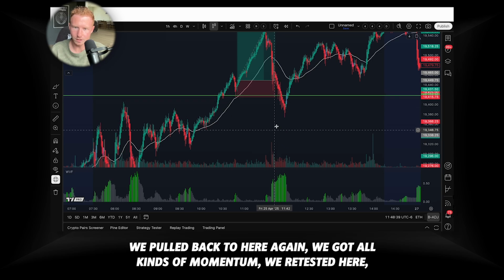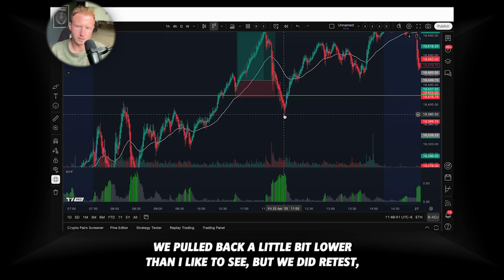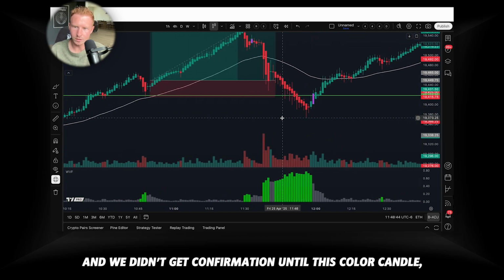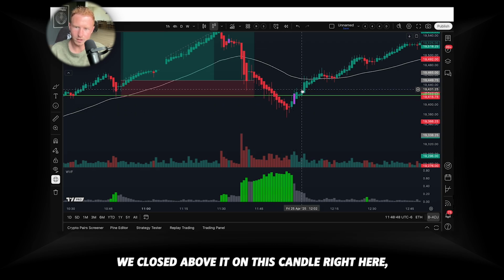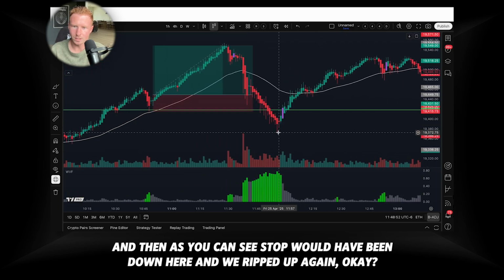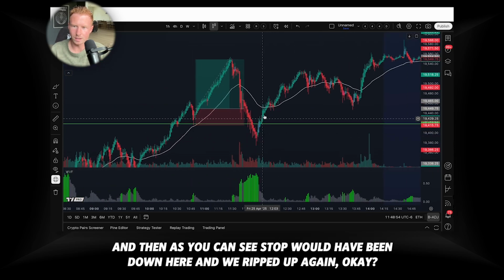We retested here. We pulled back a little bit lower than I like to see, but we did retest, and we didn't get confirmation until this color candle. We closed above it on this candle right here. And then as you can see, stop would have been down here, and we ripped up again.